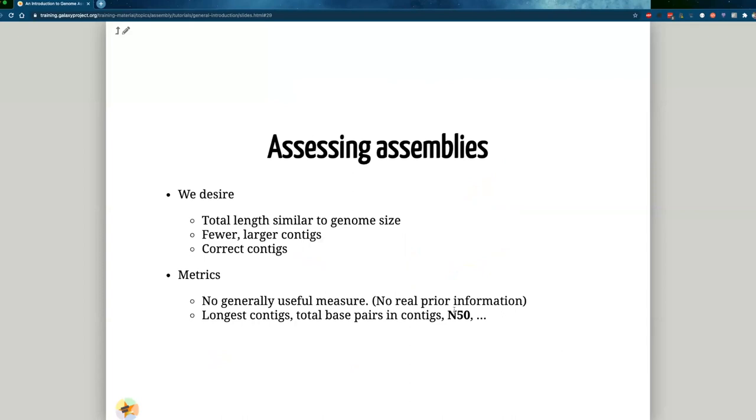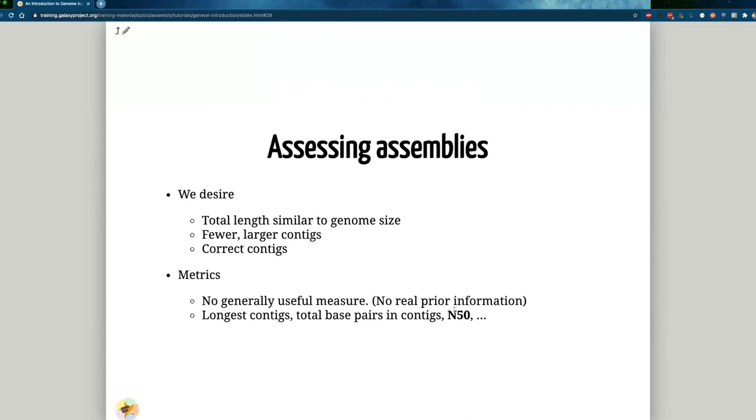Okay, so how do we assess how good our assemblies are? Well, we desire our total length of all of our contigs to be similar to the genome size. We want to assemble as much of our original genome as possible. So if we've got a 5 megabase genome, say an E. coli or something, and we've got 3 megabases in contigs, then we've done a pretty poor job of assembling. But if we have close to 5.1 megabases of contigs, then perhaps we're getting close to having an assembly of most of our genome.